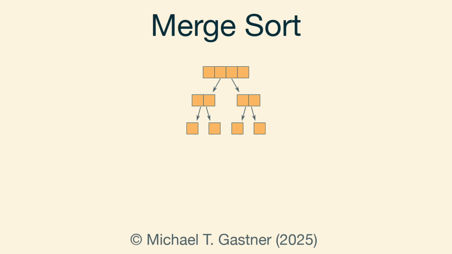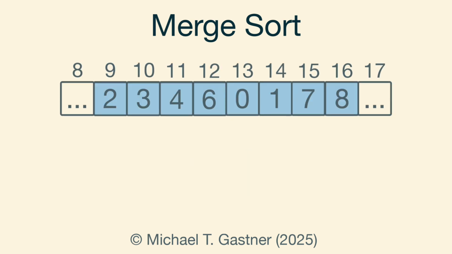This video demonstrates how to sort an array of numeric keys in ascending order using the merge sort algorithm. Merge sort recursively divides the array into smaller subarrays, sorting each one, and then merging them to form the final sorted result. Suppose we already have two sorted subarrays.